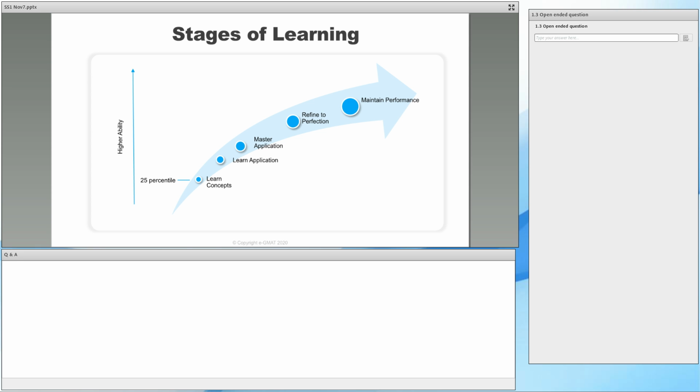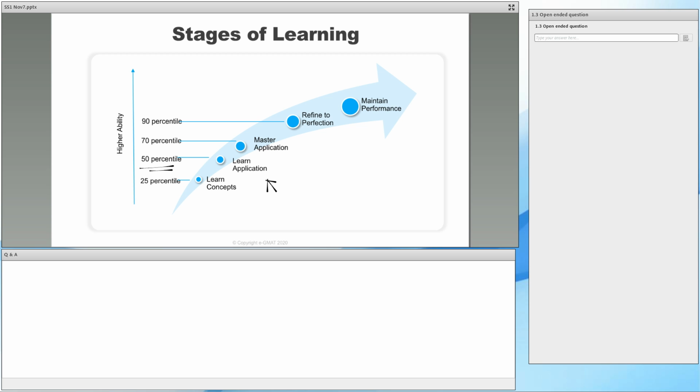And to do that, let's understand how you get to that 90th percentile in any subsection. So this is SC, CR, RC, number properties, algebra, word problems, and so on. When you learn concepts, and this is what we call the various stages of learning, you get to that 25th percentile ability, which means in SC, if you learn what verb-ing modifiers are, you get to that 25th percentile in SC. In CR, when you learn what a strengthener, an assumption, a weakener is, you get to that 25th percentile. Once you know those concepts and you learn how to apply them, which is while solving a question, you know what you need to do in step 1, step 2 and step 3, you get to that 50th percentile.